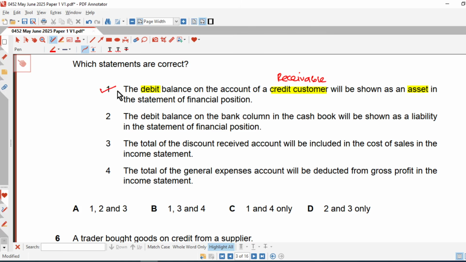Receivables, they owe us money. So we have the rights to the payment. It's an asset. Number 2, the debit balance on the bank column in the cash book will be shown as a liability in the statement of financial position. So bank account, debit balance, you do have money, the money does belong to you. It should be an asset, right? It's in no way a liability. A liability would have to be a credit balance.